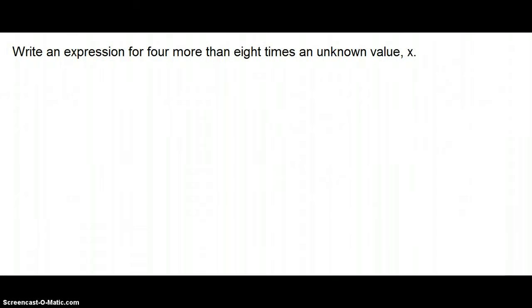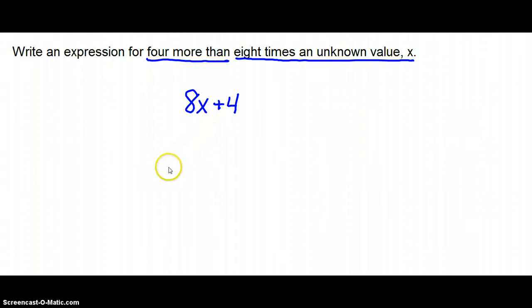Write an expression for 4 more than 8 times an unknown value x. Alright, so our useful information here is we have 4 more than and 8 times an unknown value x. So let's start with this 8 times an unknown value x. I see that times, and I'm going to key in on that, means multiplied. So we have 8x, so we have 8 times x. And then we need 4 more than 8x. So starting with 8x, we're adding 4 onto that because it's more than, so we add. And our expression here is 8x plus 4.